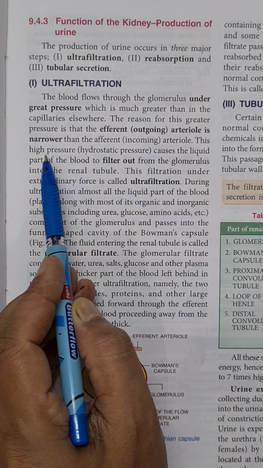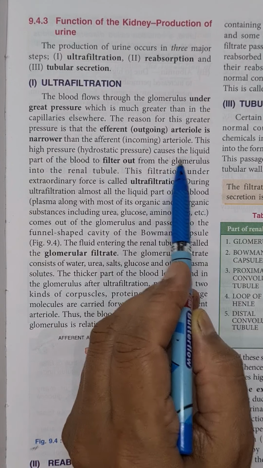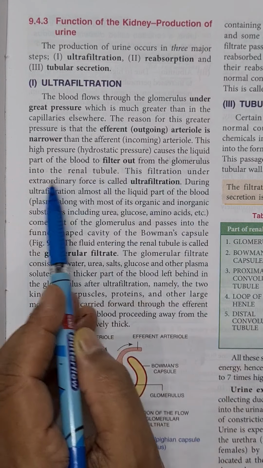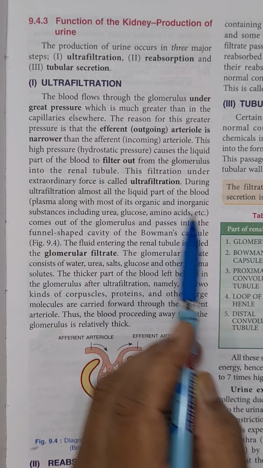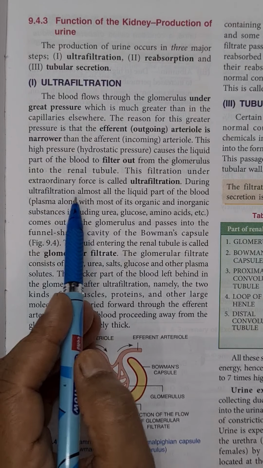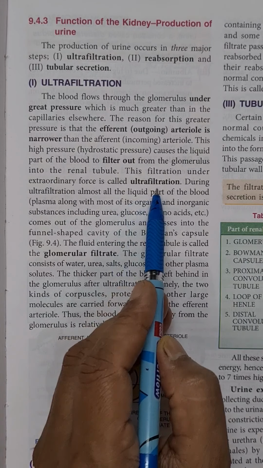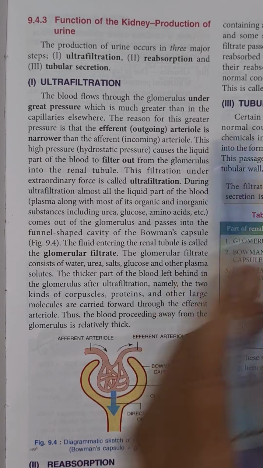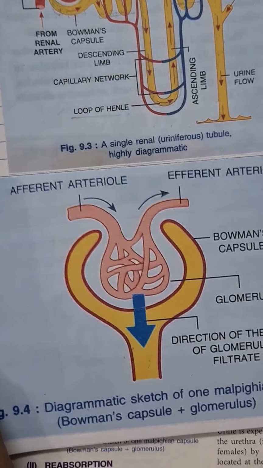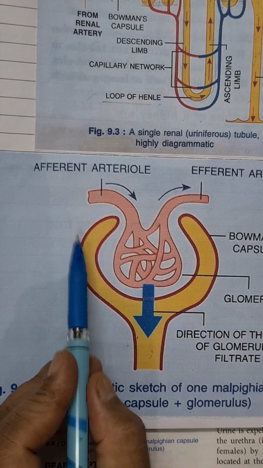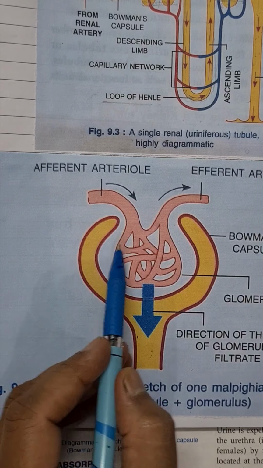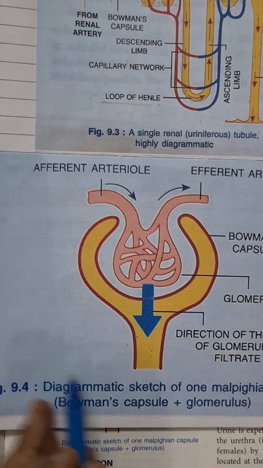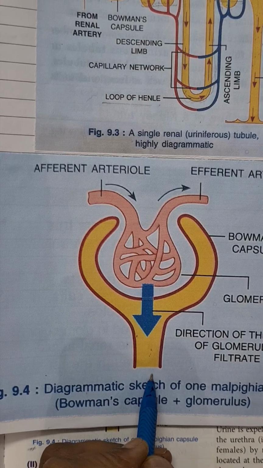The high pressure, that is the hydrostatic pressure, causes the liquid part of the blood to filter out from the glomerulus into the renal tubule, and this filtration under extraordinary force is called ultrafiltration. Now look at the diagram. This is the diagram of the first part of the nephron. This is the glomerulus and this is Bowman's capsule. Together they are known as Malpighian capsule.